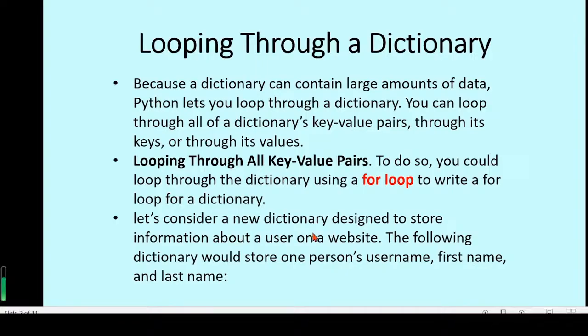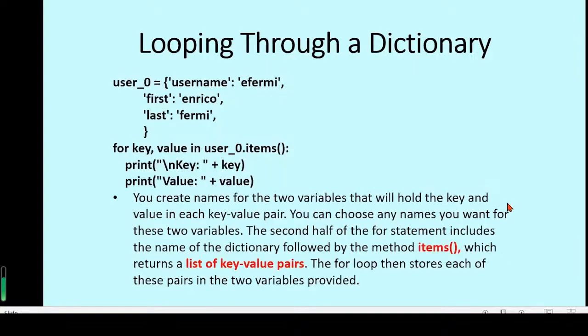So let's consider a new dictionary designed to store information about a user on a website. The following dictionary will store one person's username, first name, and last name. So this is a dictionary called user, and it will store username fermi, first name Enrico, and last name Fermi. Then we can write a for loop: for key, value in user's items method. The items method will return the key-value pairs. Then for each key-value pair, we will print the key and its value.